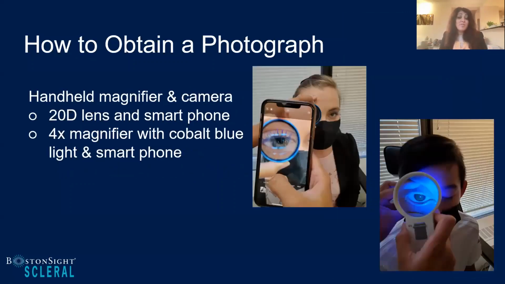Other ways you can use some of the tools that we have in our office, I use my 20D lens and hold that up to the patient's eye and then use my smartphone to try and take images that way. It's a strategy that works. I also have this 4x magnifier that has a blue cobalt light on it. I really love using this because one, for my patients' parents, when they are in the room and they want to see what I'm doing, they come and look over my shoulder and see what I'm seeing, and they can see that eye in a magnified view. But then I can also grab my smartphone and then take an image through this filtered cobalt blue magnifier as well and get some good images this way.